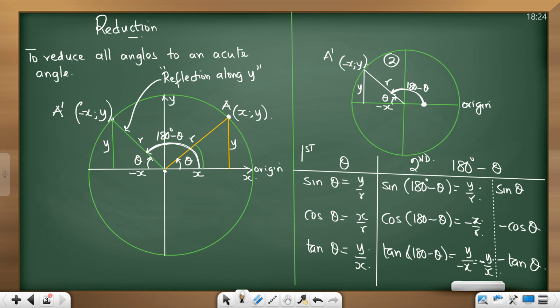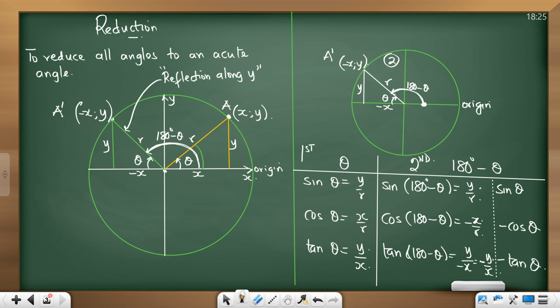Yes, Michelle? So does that mean negative cos theta equals cos 180 minus theta? Yes, that's what it means. Oh, okay. That's where we are going. So does that mean sine 180 minus theta equals sine theta? That's where we are going. Oh, okay. That is reduction.